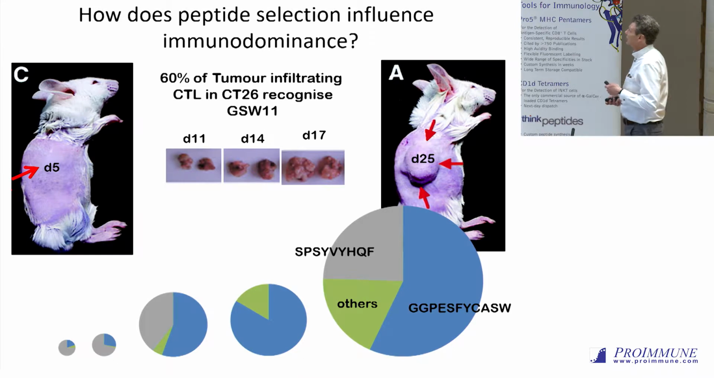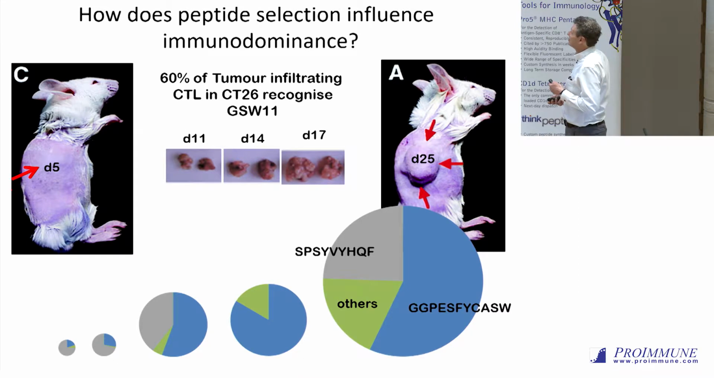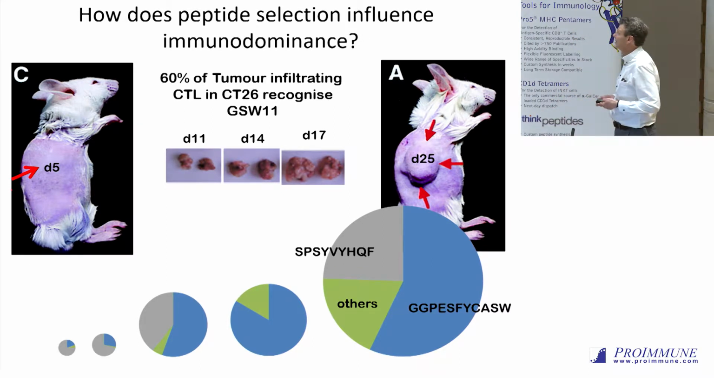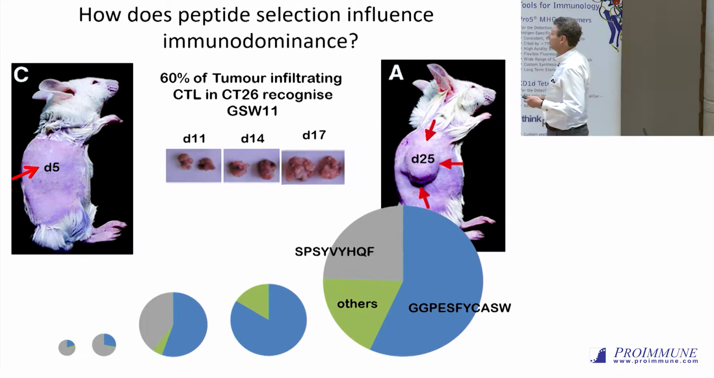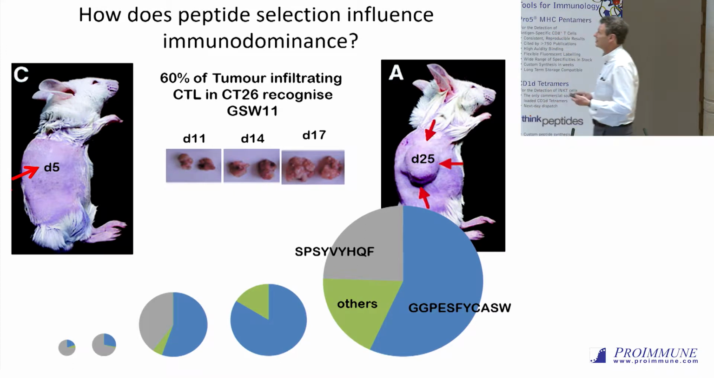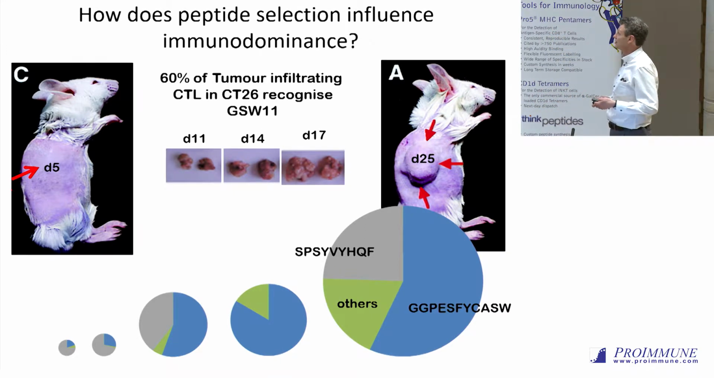And we've mapped the response, the specificity of T cells that infiltrate this tumor. It's a rapidly growing tumor. It's not very immunogenic in the sense that it's not controlled immunologically, although there's a very strong T cell response to it. I don't have time to go into the details of immune regulation of this response.